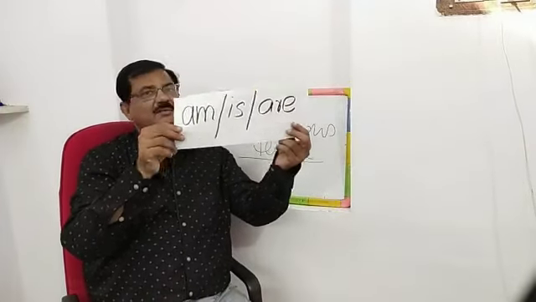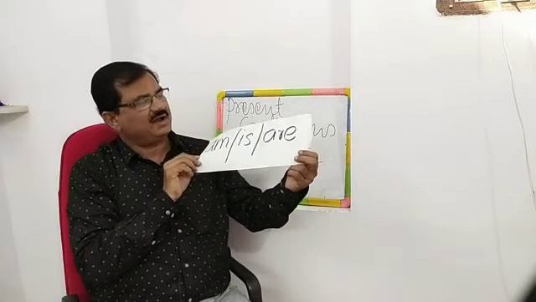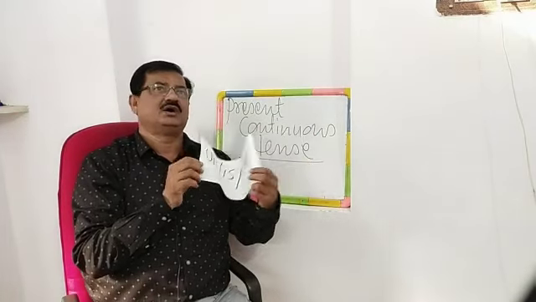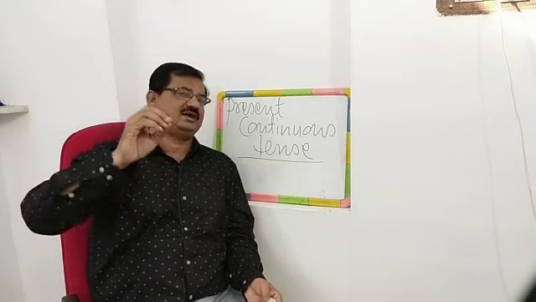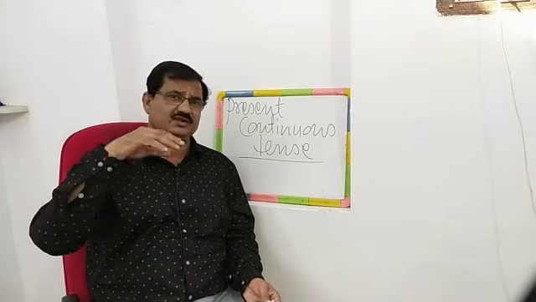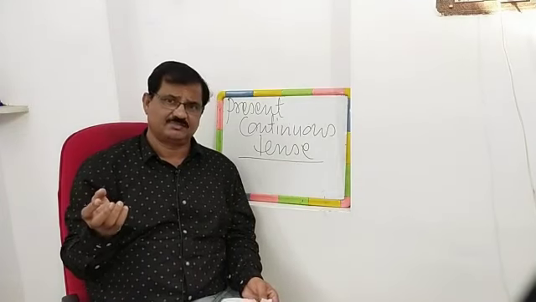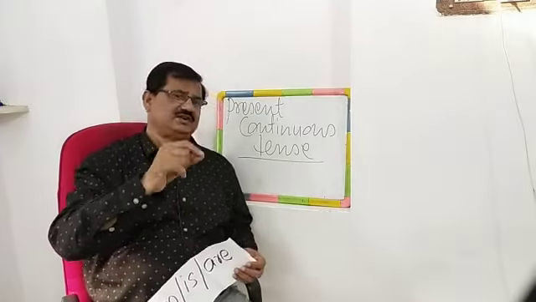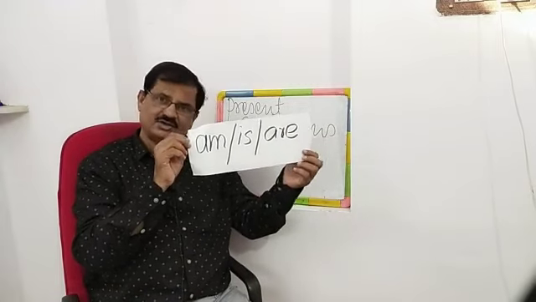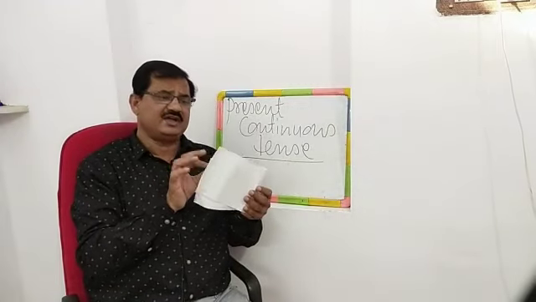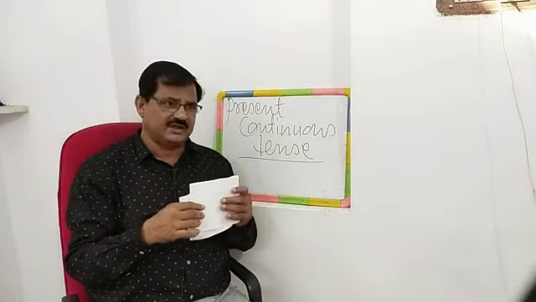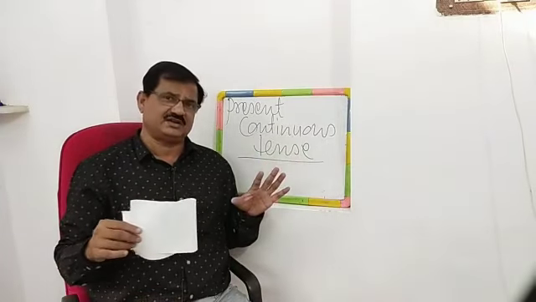Am, is, are have to be used. These are the forms of to be. You know the forms of to do, to be, and to have. Without these forms, you won't be able to construct sentences. Therefore, if you want to construct sentences in present continuous tense, you will have to use am, is, are. Am, is, are play a very important role in constructing present continuous tense sentences.